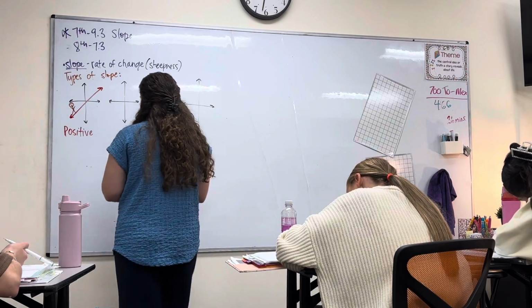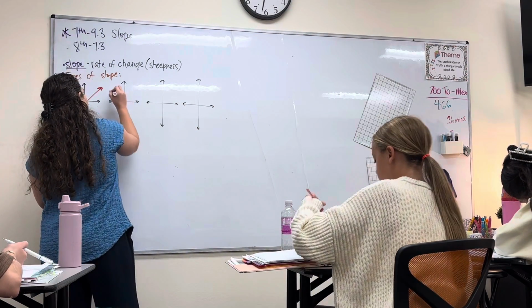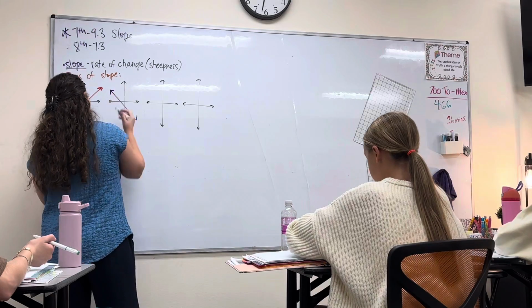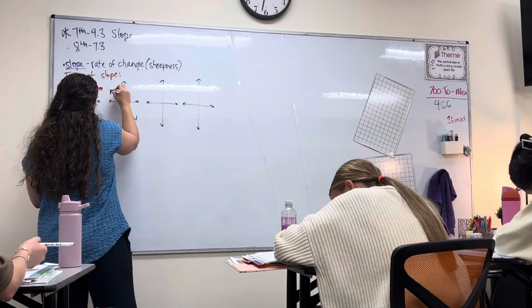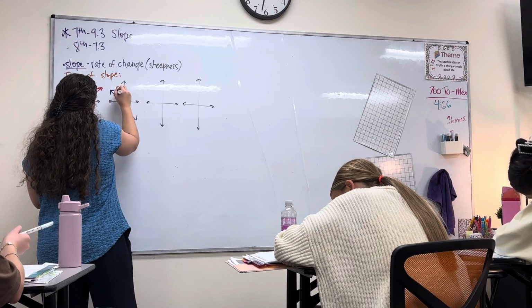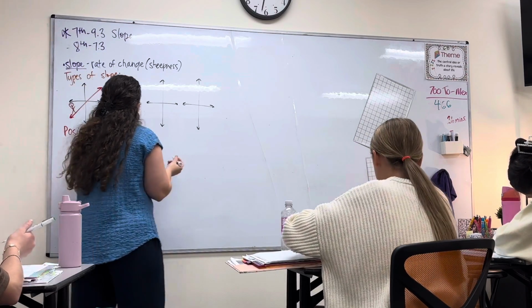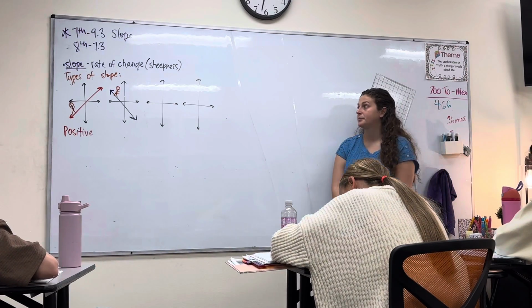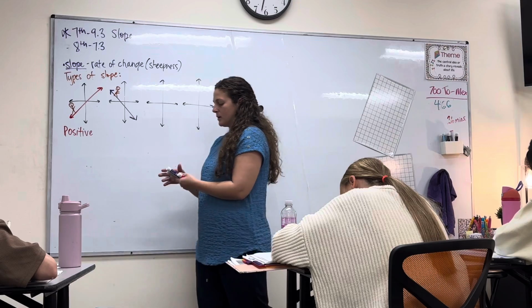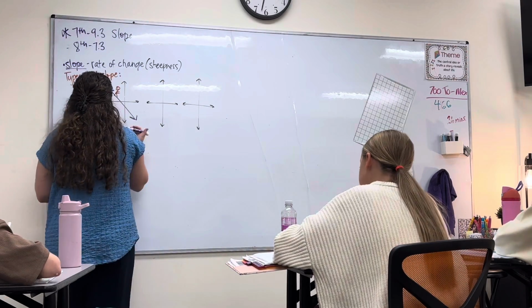And then sometimes graphs look like this. Once again, reading it from left to right means that Bob is going this way. So now what direction is Bob headed? Down. Down the slope. So what kind of slope do you think that's called? It's negative.